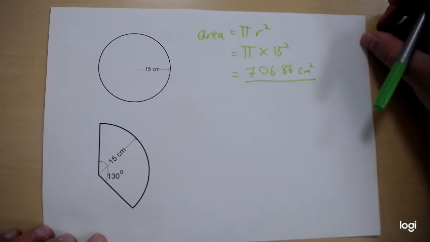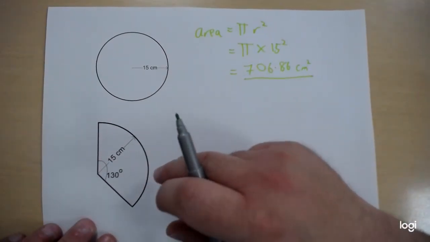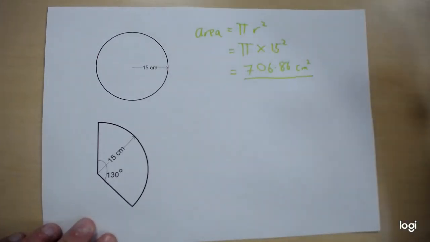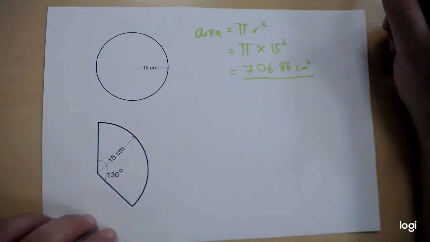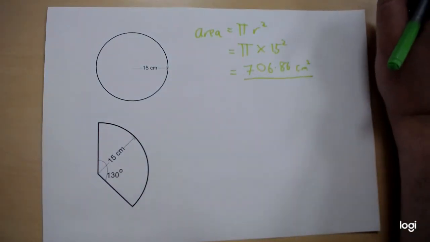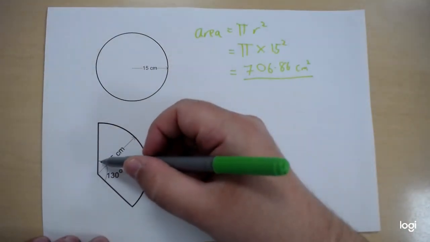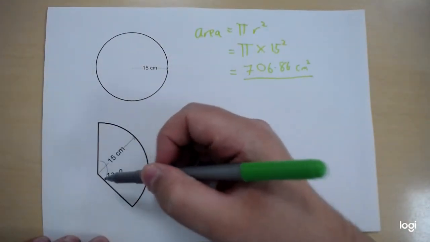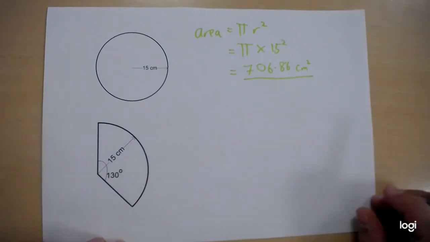The last shape that we have here is that of a sector. Now, a sector is part of a circle. It's like when we have a circle and we take part of it. Whenever we are provided with a sector, we are always given the angle that that sector is making. For example, in this case, it is 130 degrees.